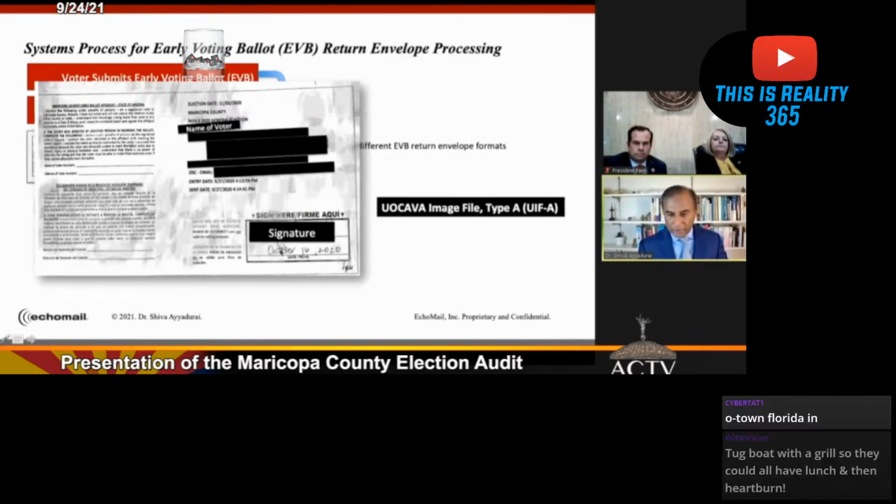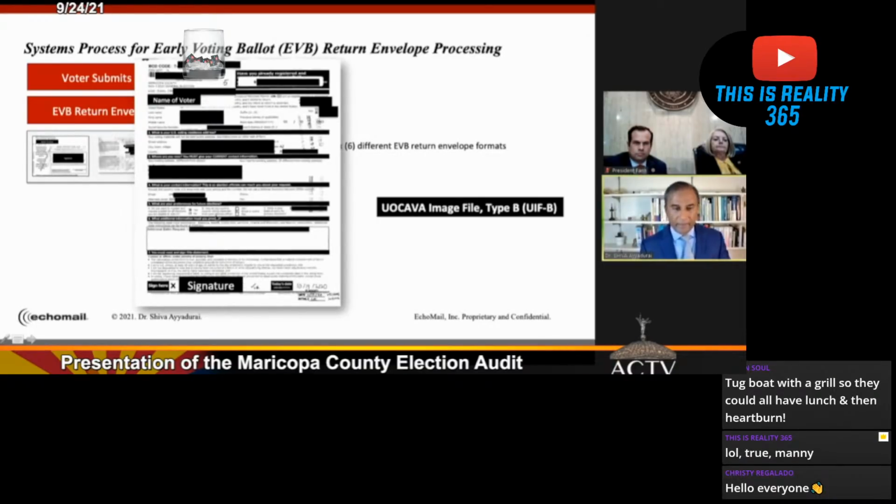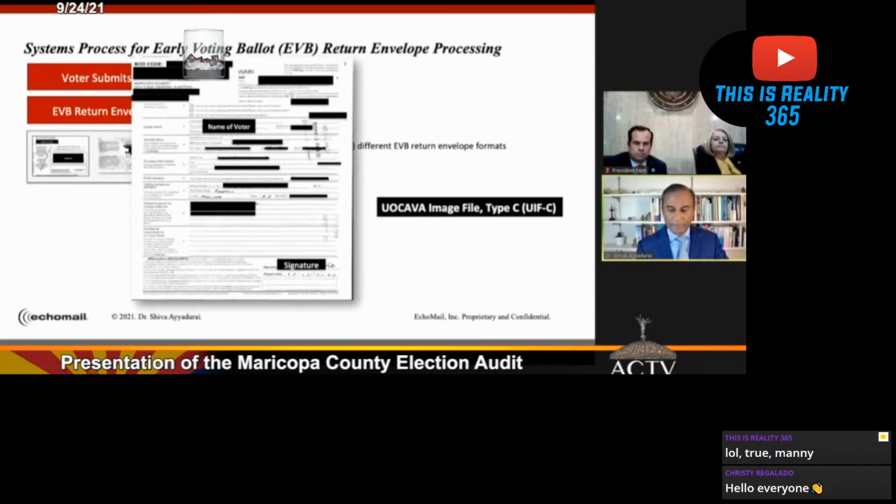Here you have the signature here, the date here, the name of the voter here. Another version of that is a little more complicated. It's more of an affidavit. The signature's here, the name of the voter's here, and obviously we redacted stuff for privacy. And a third type of the UOCAVA is type C. So you have UIF A, B, and C.